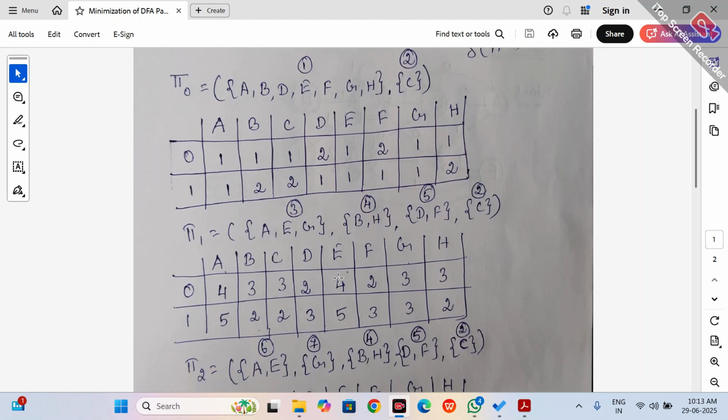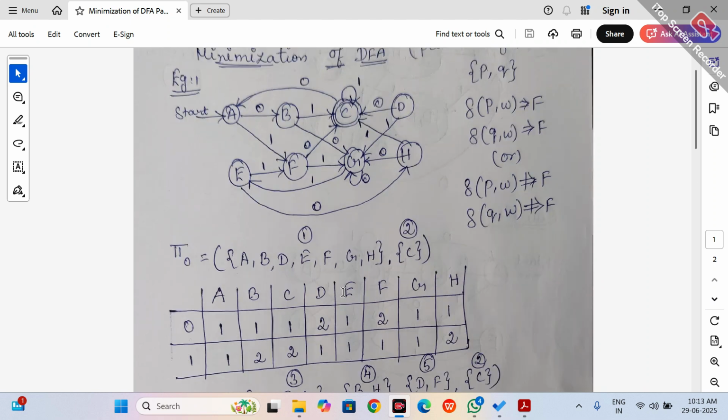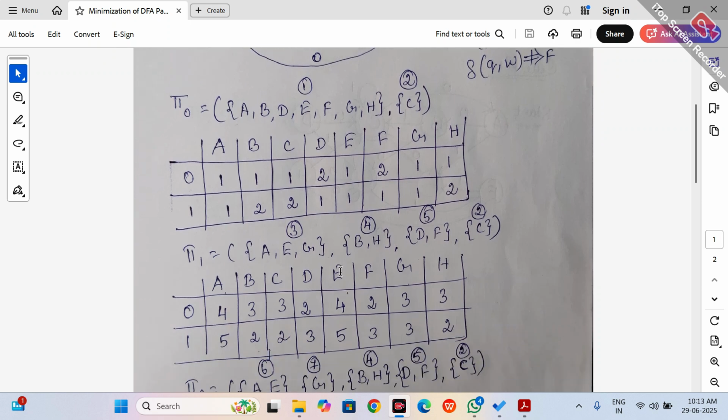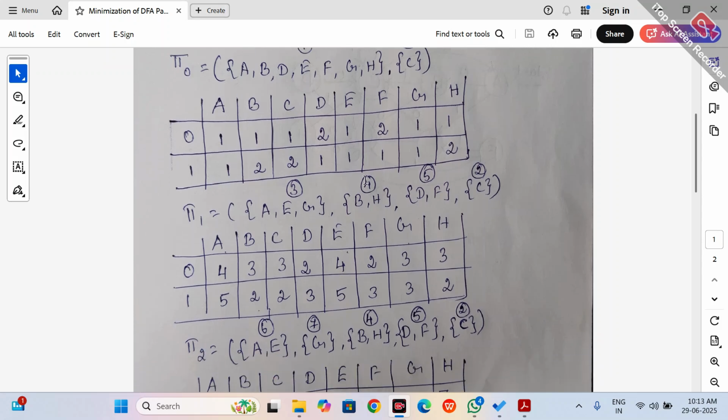For state E, input 0 and 1. 0 goes to H and 1 goes to F. H is in group 4, F is in group 5. So here it is 4, 5.